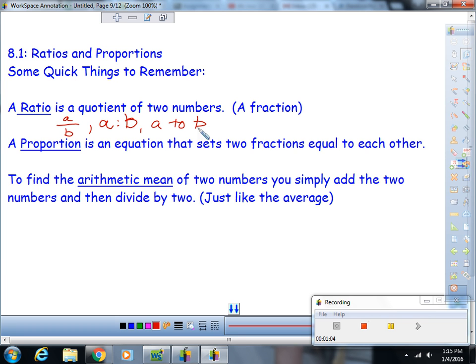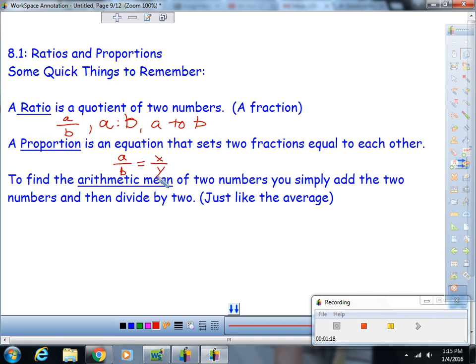Okay? A proportion is simply two equal fractions. So A is to B like X is to Y. That's a very important mathematical concept, proportions. You can use proportions to solve so many things. You could almost teach a whole class just based on proportions.